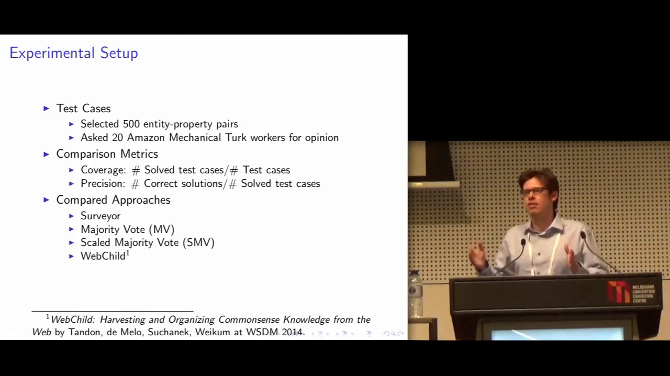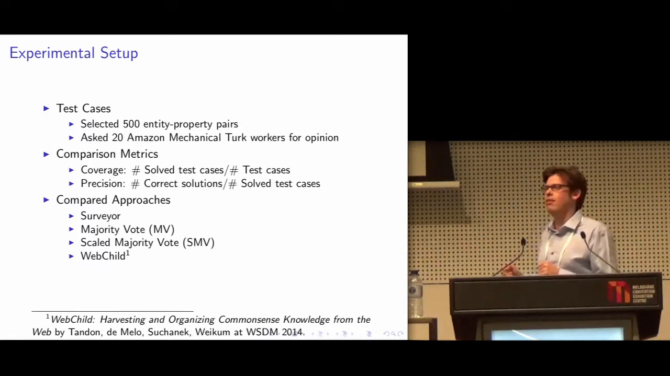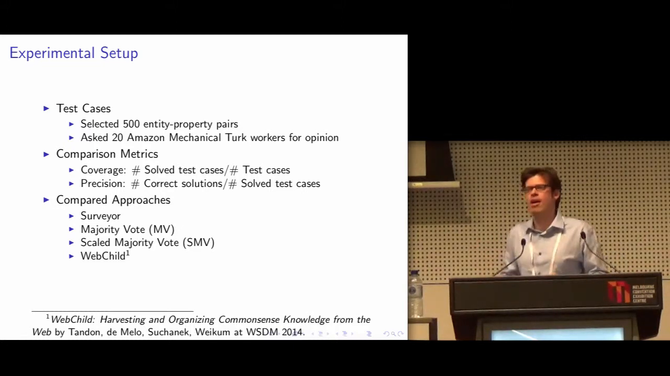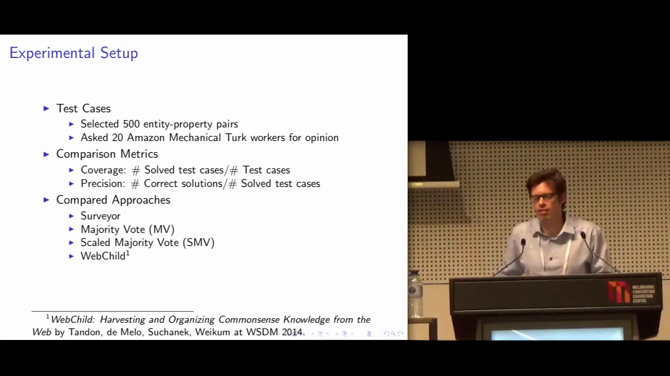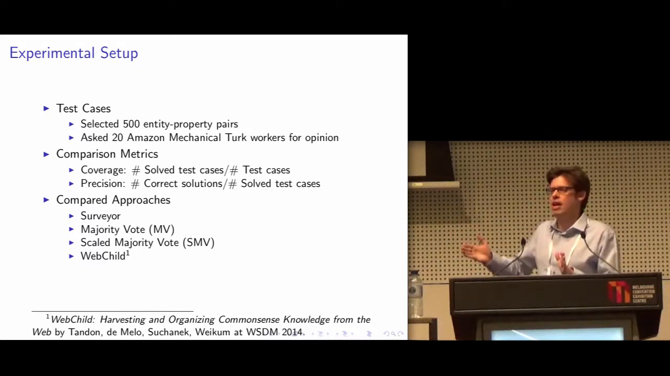In this test series that I'm going to present here, we selected 500 entity property pairs. Those were our test cases. And for each test case, we asked 20 Amazon Mechanical Turk workers about their opinion, and then we took the majority opinion about the test case. And we compare Surveyor against 3 baselines in terms of the coverage.